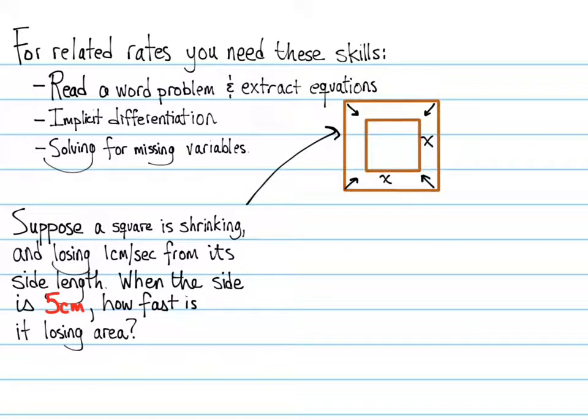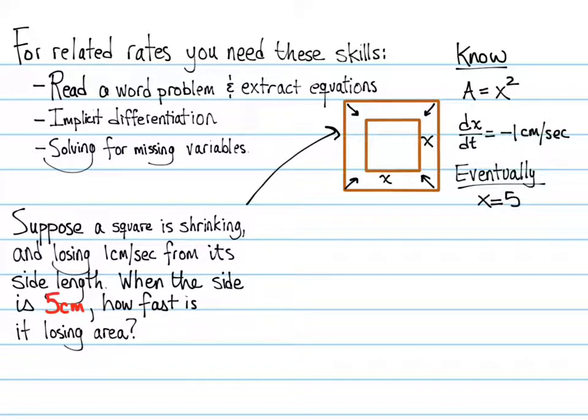So here's an image of a shrinking square. The inner square has side length x. And so we know the area is x squared. That's the area of a square. And we also know that dx/dt, that the length is changing, and it's losing 1 centimeter per second. Eventually, we're going to let the fact that x equals 5 come into play because we want to know what happens when x is 5. And we want to know what is dA/dt.